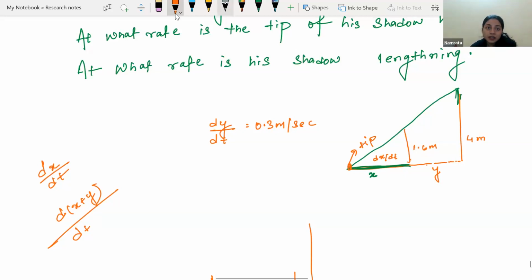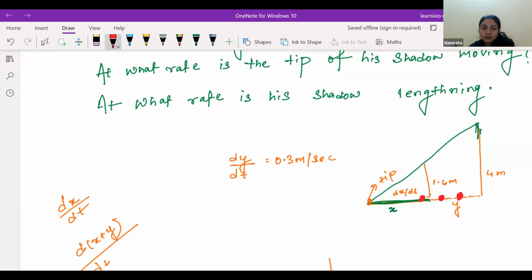Again, I would repeat that at a certain point of time, maybe the tip of the shadow was here, the red point. After a certain point of time, maybe this was the tip of the shadow. After a point, maybe this was the tip of the shadow. After like, derivative of x plus y by dt.